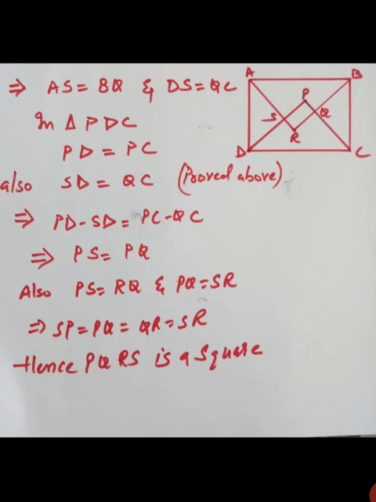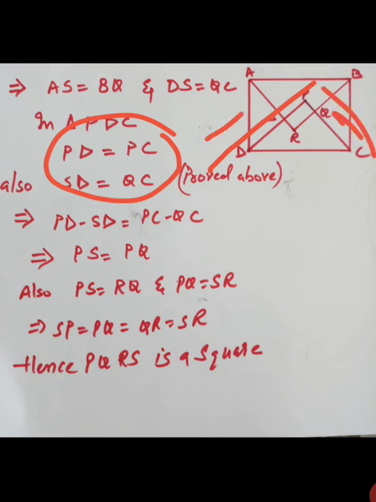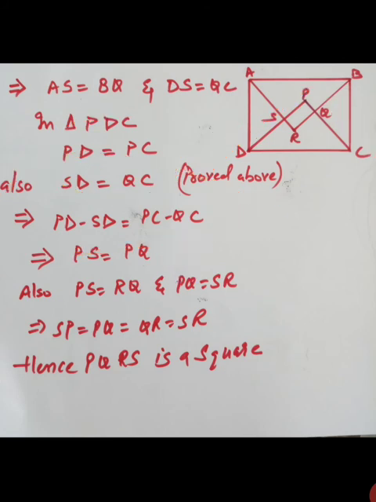So by subtracting these two, PD minus SD and PC minus QC, we get PS equal to PQ. If PS is equal to PQ, in a similar way we can prove that SR is equal to QR, and all four sides become equal. Hence PQRS is a square.